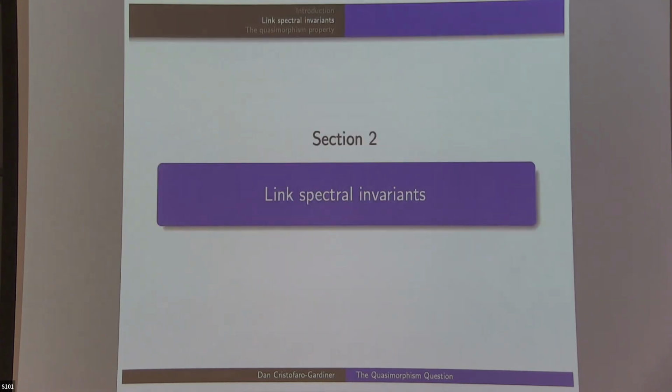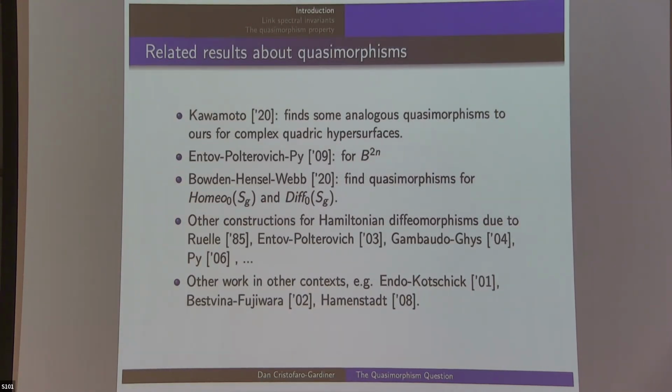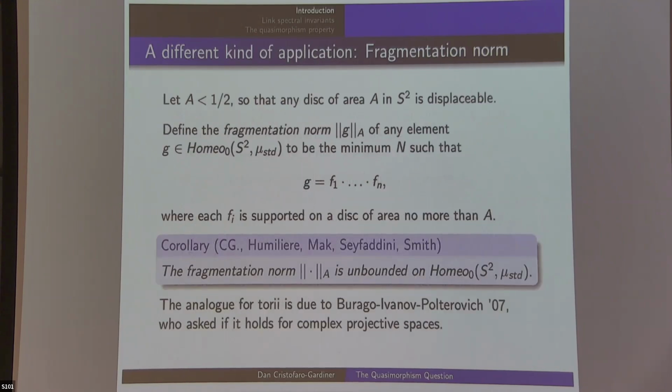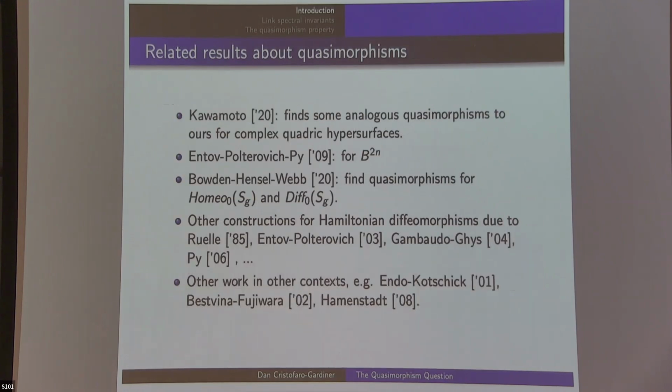If there are no questions, oh yeah. Just for the fragmentation norm, is A something fixed, or is it that there exists A such that it can do it? No, I'm saying you fix any A. Okay. You fix an A, but it does have to be less than 1. Any more questions before I move on to the construction of these quasimorphisms?